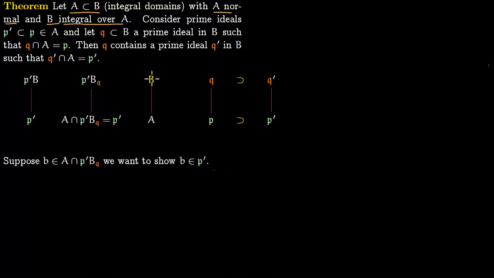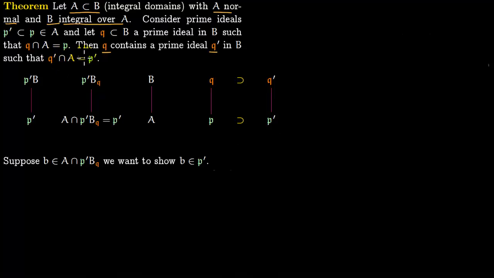So A is contained within B, q is a prime ideal, and p is a prime ideal which lies below it. So you contract q back, you get p. So q intersection A is p. Our job is now to show that q actually contains another prime ideal q' in B, such that this q' lies over p' right here. So if you contract this q' back, it will go to p'.